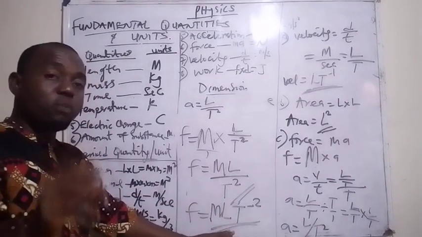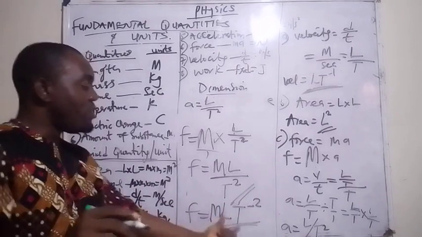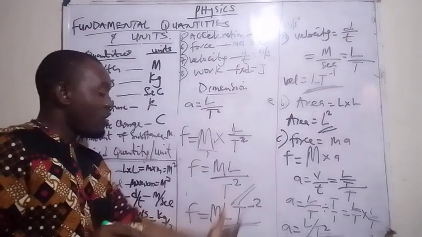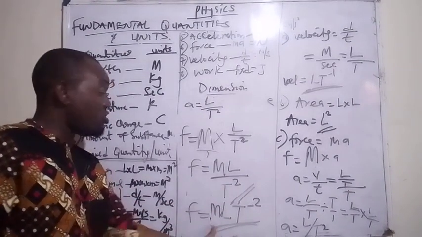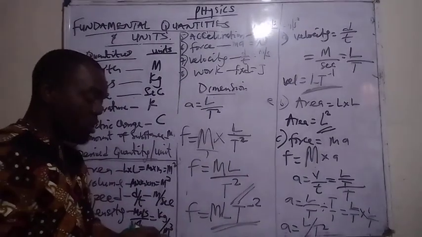If it were to be an objective question, then if you cannot find this answer there, you will definitely see this one. But if it is just theory, you can do it any way you want.